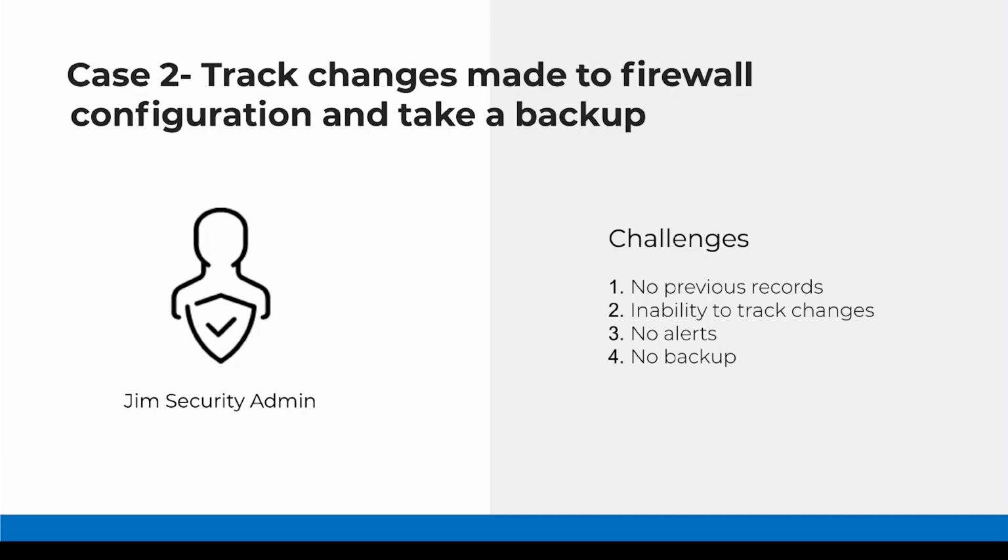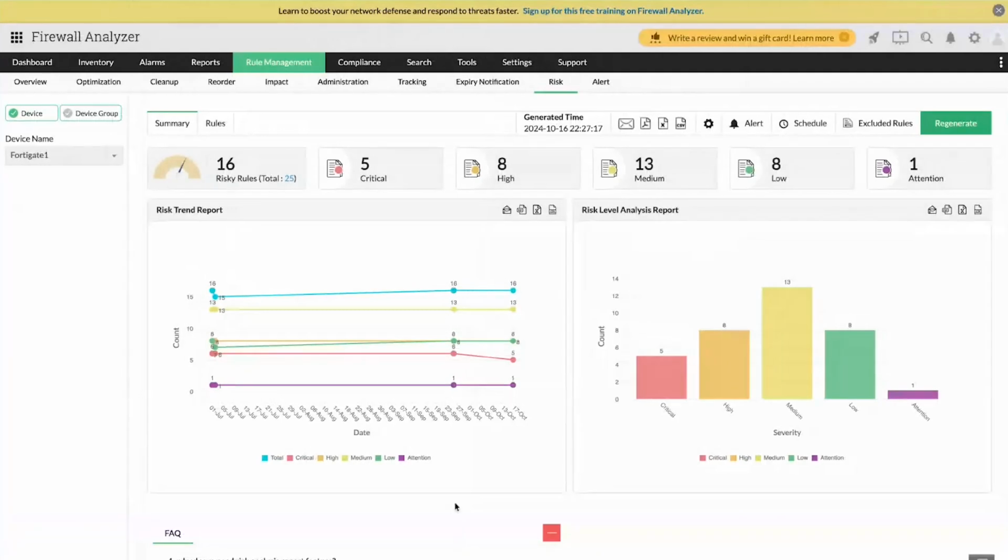But before that, the company also wants them to take a backup of the configuration files. So, in case the company runs into a network security issue or a security disaster, those are safe. They want to ensure business continuity, so they want to have a backup of these configurations. Let us look at Firewall Analyzer and how it's going to help.